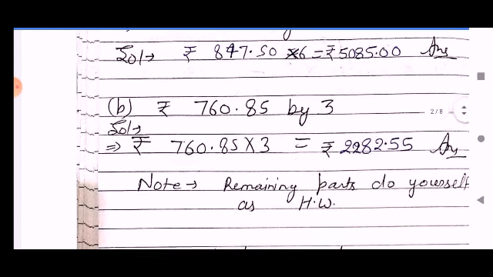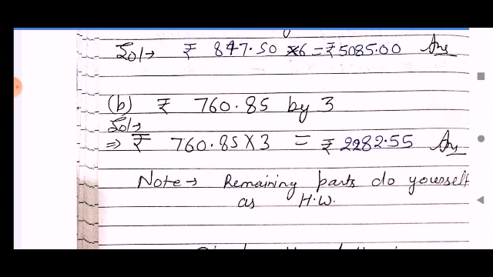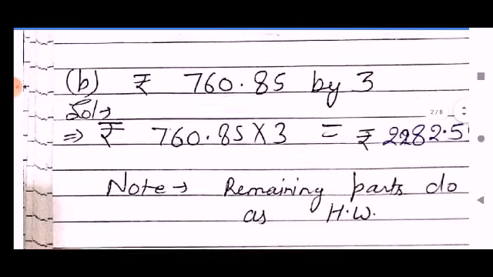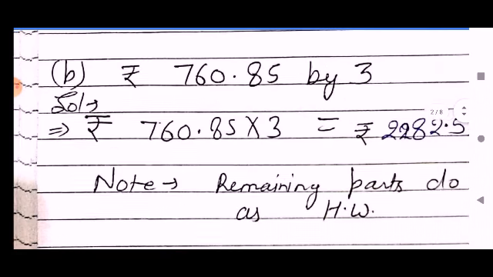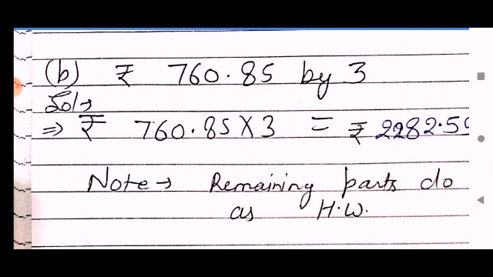Now in the second question we have to multiply rupees 760.85 by 3. When we multiply 760.85 into 3, how will we get the answer? First of all, we will multiply 3 by 5. 3 5s are 15, so we will write 5 as the last digit and the carry will be 1.